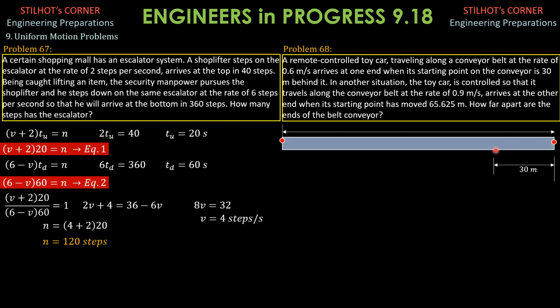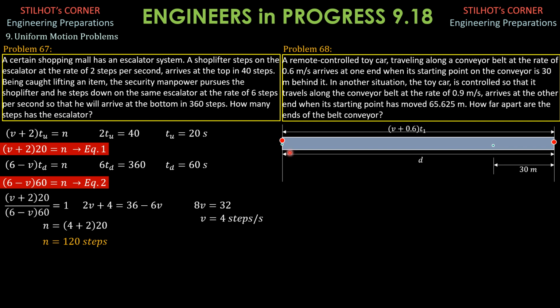But it is mentioned that the starting point is 30 meters behind the toy car. So this is quantity V plus 0.6 times T1, which is equal to quantity V plus 0.9 in the second situation times T2. So this is the distance D, we'll call that D. And it is equal to quantity V plus 0.6 times T1, or quantity V plus 0.9 times T2. So this distance is the speed of the escalator, speed of the conveyor belt times T1 also.